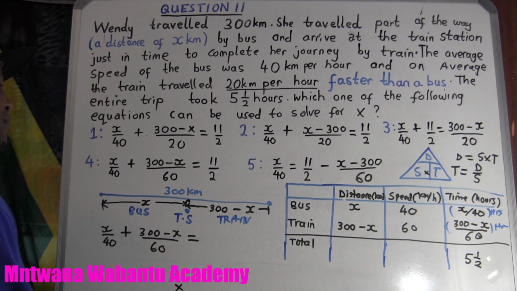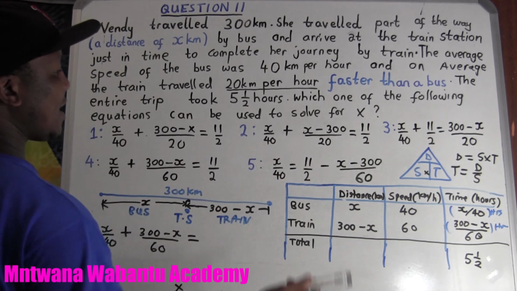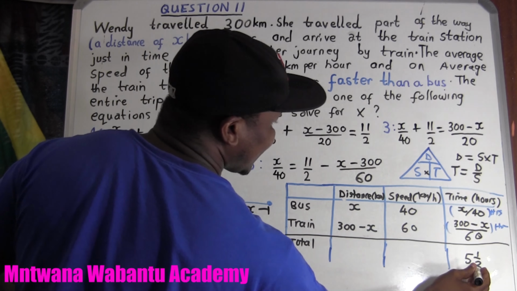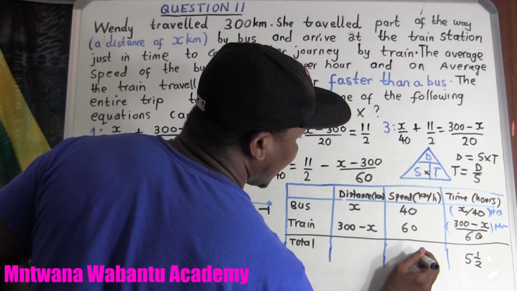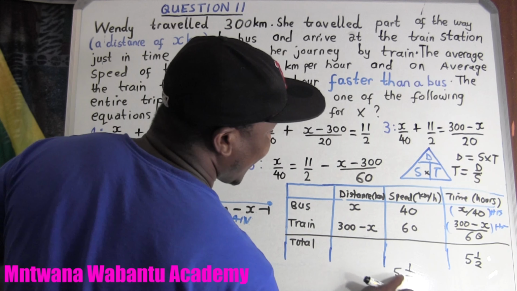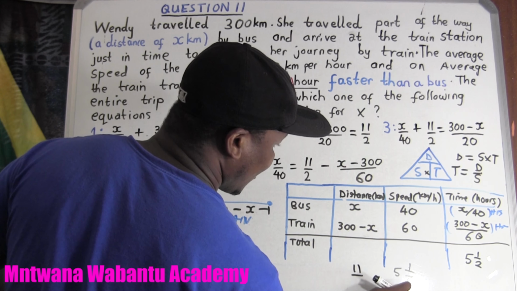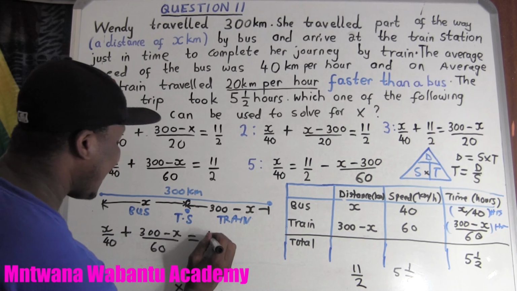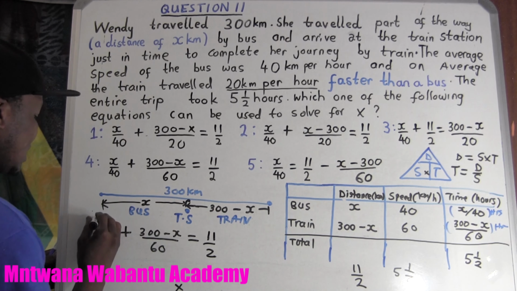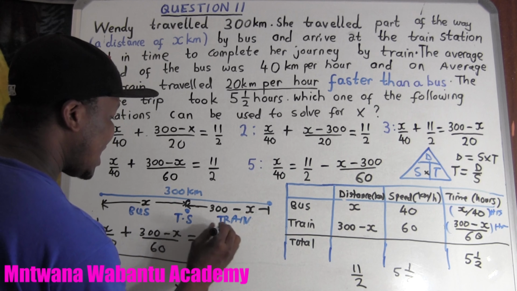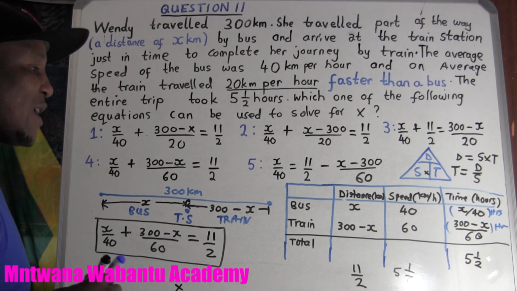But what is 5.5? If I look in the options here, we don't have 5.5. But 5.5, if you write it, is an improper fraction. 5 times 2 equals 10, 10 plus 1 equals 11, and then we write it over 2. So it's going to be 11 over 2. So this is the equation that we're going to use to solve for the value of x.